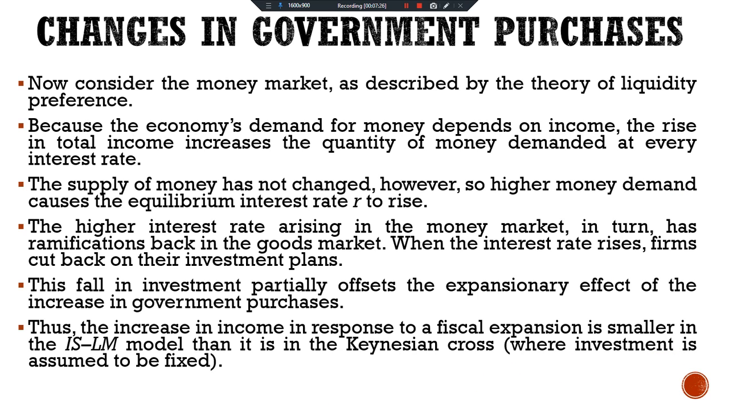So here you see in the graphical presentation that the horizontal shift of the IS curve equals the rise in equilibrium income in the Keynesian cross. That amount is larger than the increase in equilibrium income in the IS-LM model. The difference is explained by the crowding out of investment due to the higher interest rate.